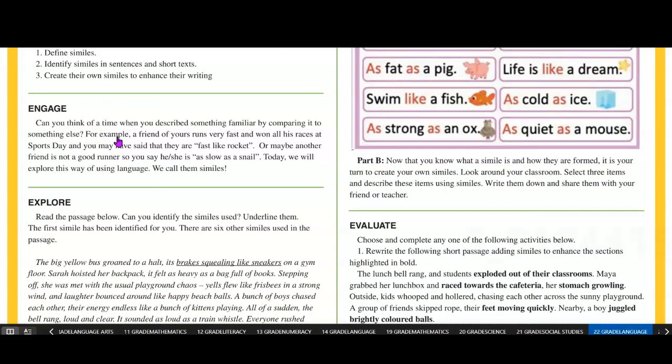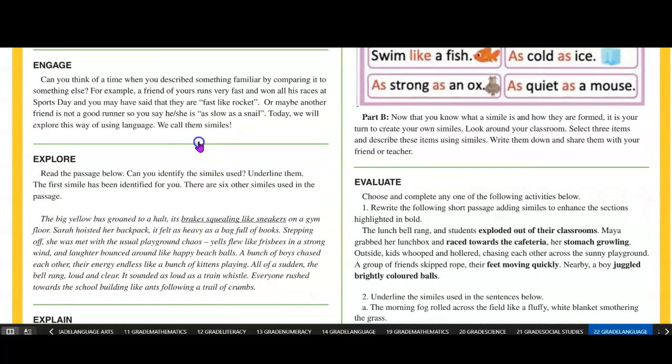Can you think of a time when you described something familiar by comparing it to something else? For example, a friend of yours runs very fast and won all his races at sports day, and you may have said something like, they're as fast as a rocket. Or maybe another friend is not a good runner and you say he or she is as slow as a snail. Today, we will explore this way of using language.